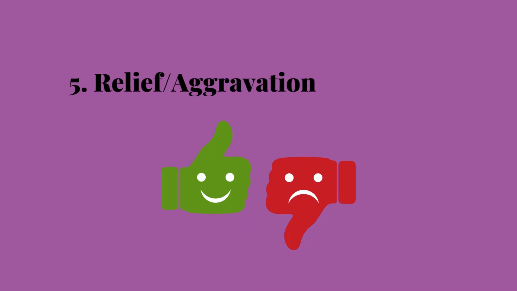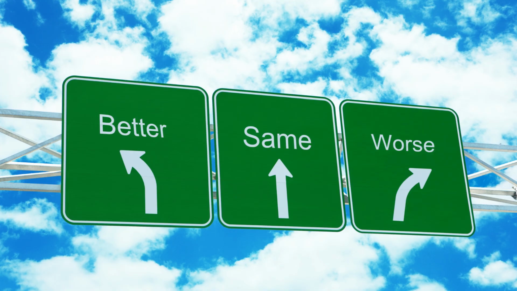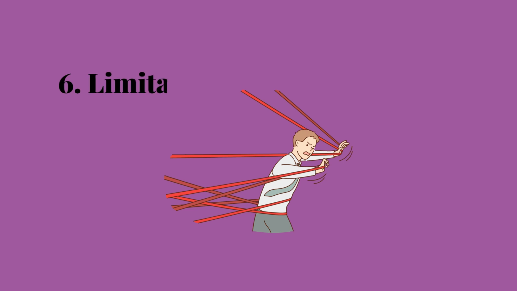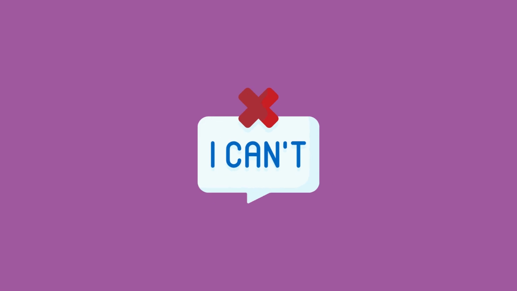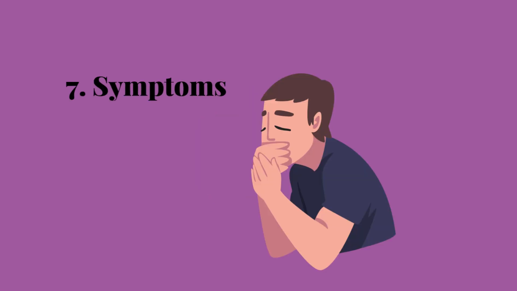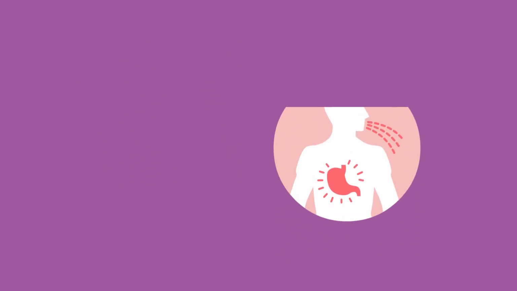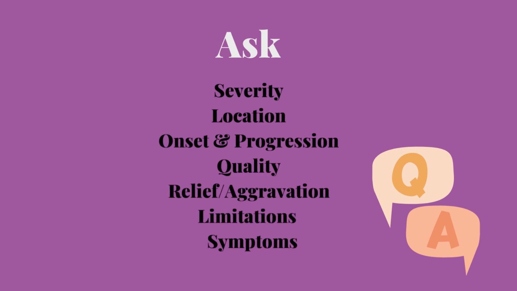A fifth question to ask is about relief and aggravation of the pain. Is there anything that relieves or lessens the pain? Is there anything that you found that aggravates the pain or makes it worse? A sixth question to ask about is limitations the pain causes. Does the pain limit any movements or activities for the patient? A seventh question to ask is if the pain is accompanied with any other unwanted symptoms, such as headache or nausea, for instance. In review, these are the types of questions you want to ask regarding a patient's perception of their pain.